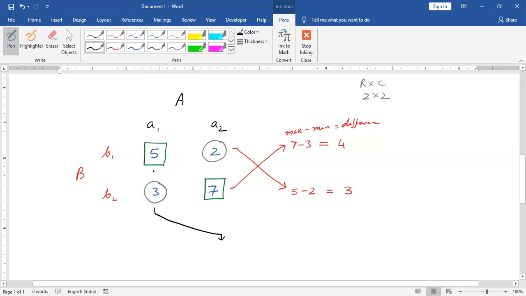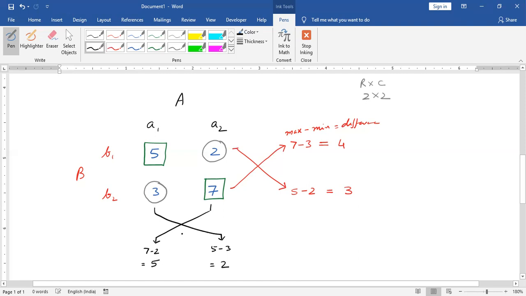The difference of the first column, that is what? 5 minus 3 is equal to 2. Similarly, the difference of the second column you are going to mention just below the first column. So 7 minus 2 is equal to 5.